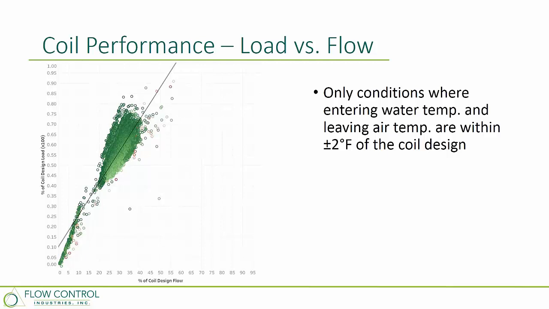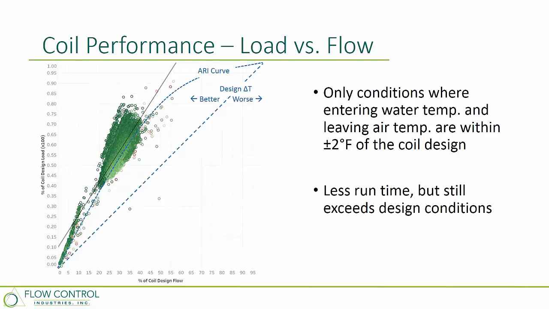So the first thing that shows up, we have a little bit smaller data set here, but we're still operating well above that design delta T. Closer now to that ARI curve, so that makes sense that we're putting that coil back into its expected parameters of operation. Less runtime, but it still operates well above the design condition. So again, why do we lose so much of that operating time? Why do we lose so many data points when we start to filter that out?